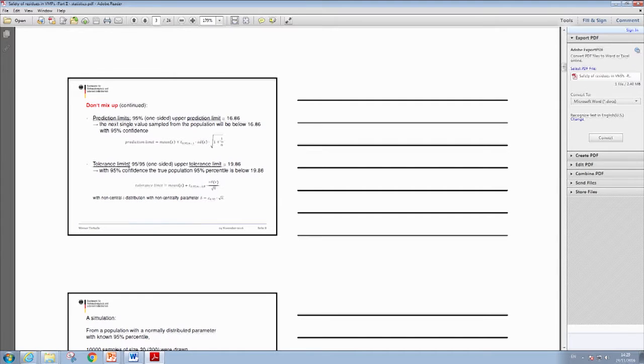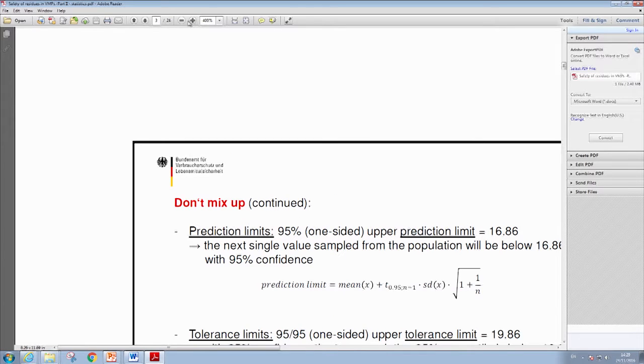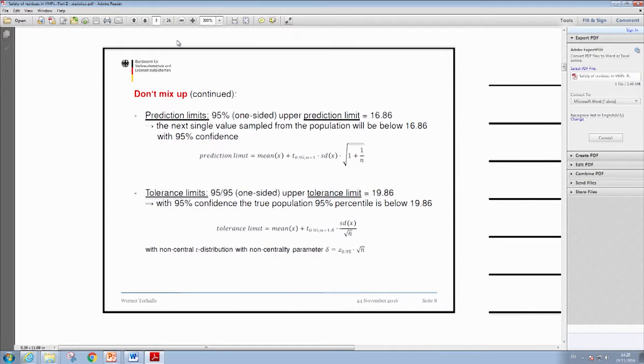And the tolerance limit for this example would be 19, which tells us that with 95% confidence, the true population percentile is below 19. Sometimes there's a confusion about whether this is a prediction limit, a confidence limit, or a tolerance limit. They all give you different answers, and which is the correct limit depends on the equation and on the definition you use. For the tolerance limit, we use the 95th percentile with 95% confidence, which tells us that you have 95% confidence that the true population percentile is below the MRL in this case.